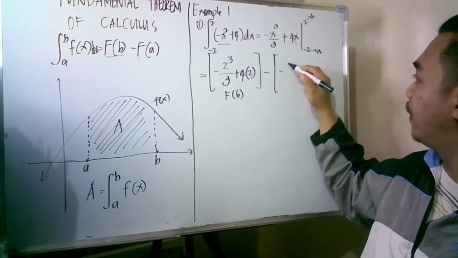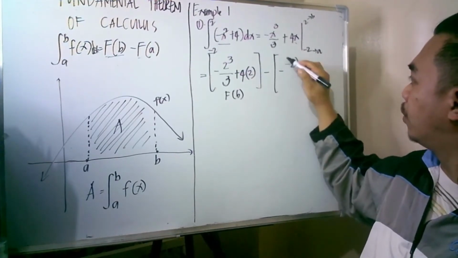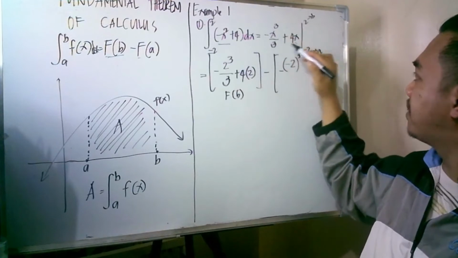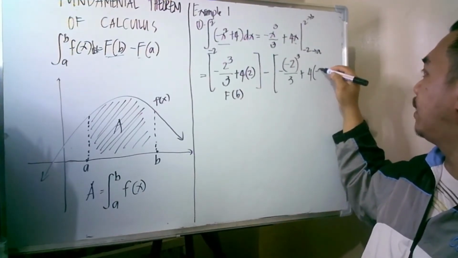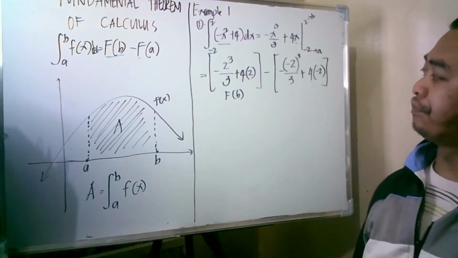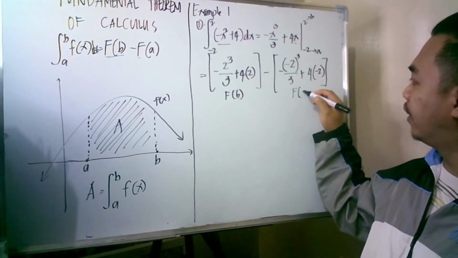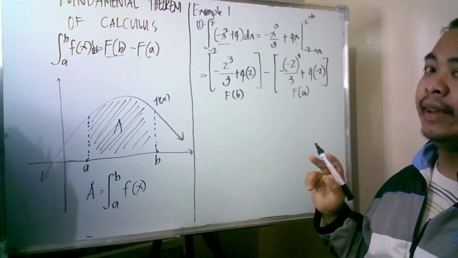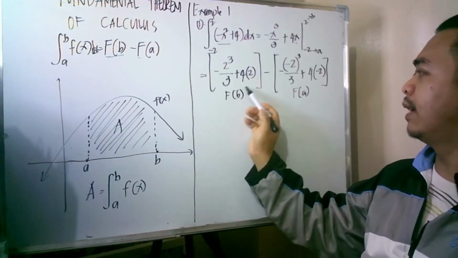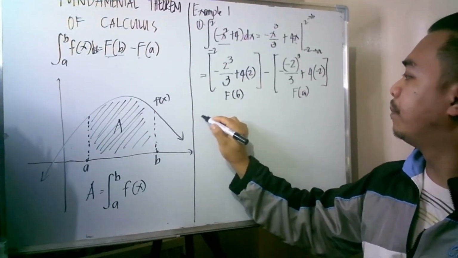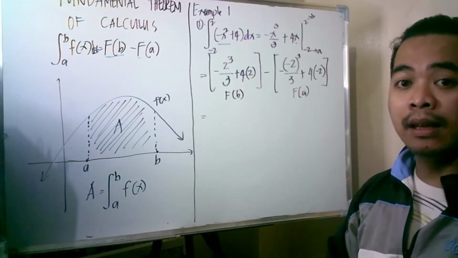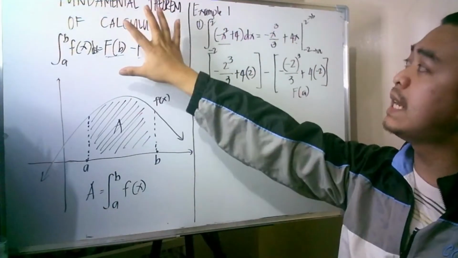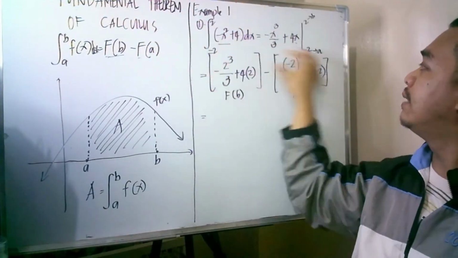So negative 2 cube, we are following this still, over 3 plus 4 negative 2. This is the value of f of a, para lang makita natin. But of course, if we solve, hindi na natin kailangan i-indicate ang mga yan. So that our remaining job now is arithmetic. Wala na. Tapos na tayo, na-apply na natin yan, na-integrate na rin natin, simplify lang natin.